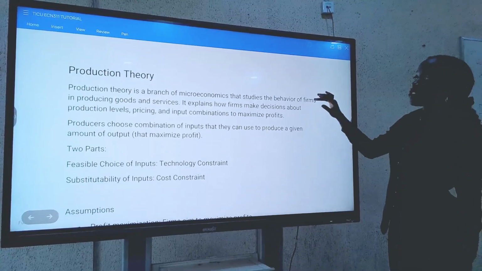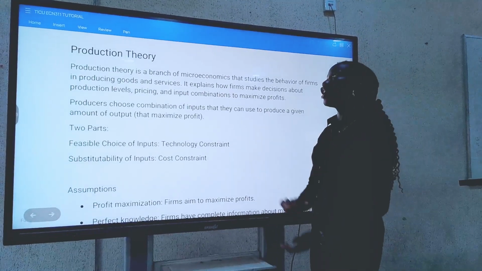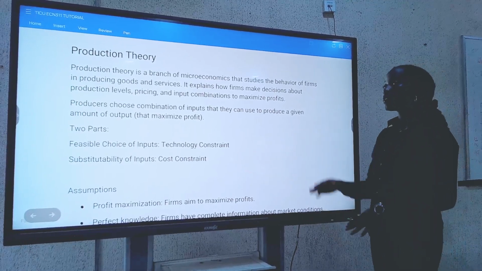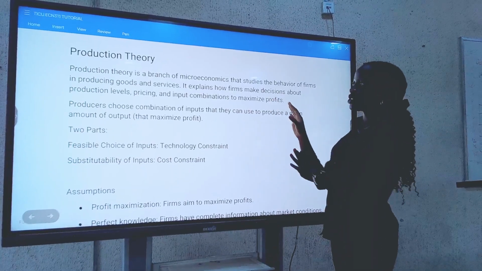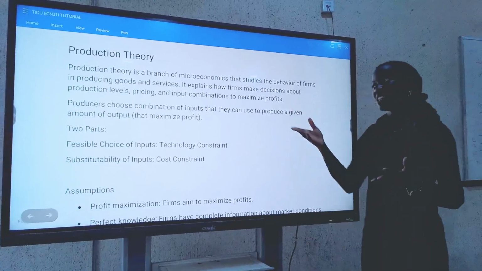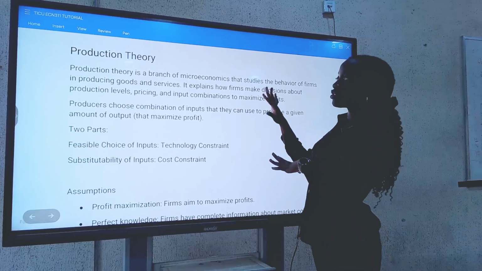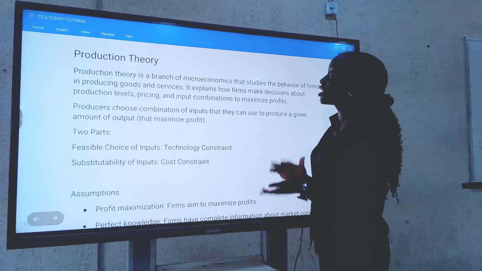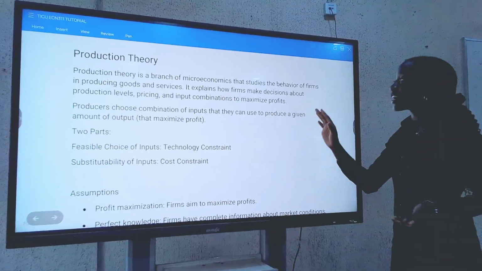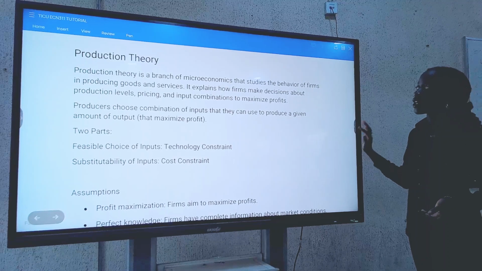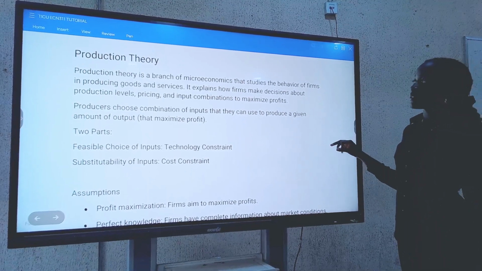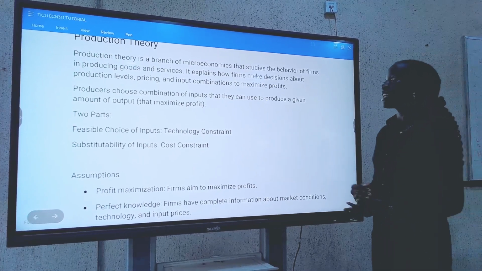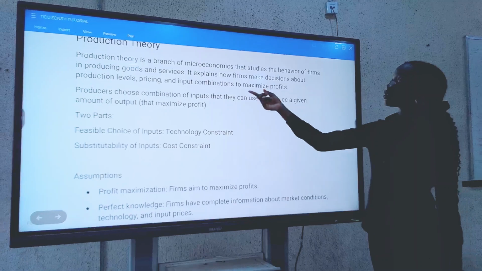So before I go to the calculation, I'll quickly explain production theory. Production theory is like the opposite of consumer theory. So basically this deals with producers. Consumer theory, as the name implies, deals with consumers. Production theory is to producers what consumer theory is to consumers. Production theory is therefore a branch of microeconomics that studies the behavior of firms in producing goods and services. It explains how firms make decisions about production levels, pricing, and input combinations to maximize profit.